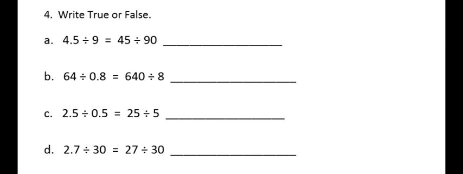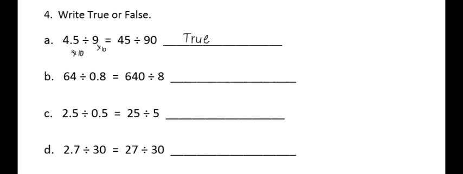We'll use that same line of thought as we work on the decimal problems. I start with 4 and 5/10 divided by 9 is equal to 45 divided by 90. If I take 4 and 5/10 times 10, I get 45 because each digit moves one place value to the left. If I take 9 times 10, I get 90. So I changed each number in the same way. Each number became 10 times greater, so that kept my equation true.